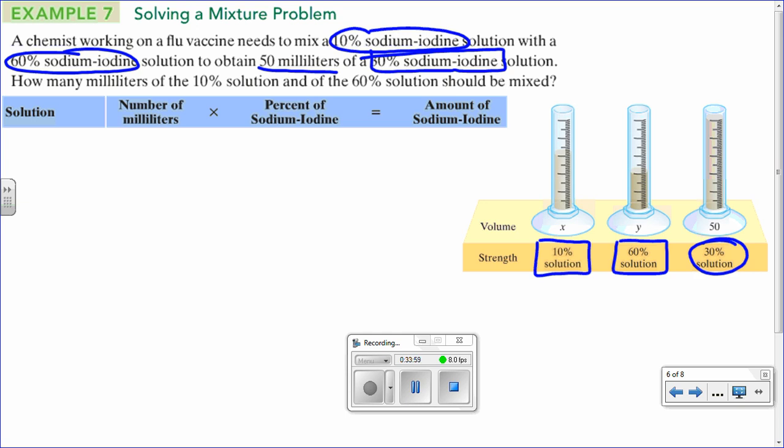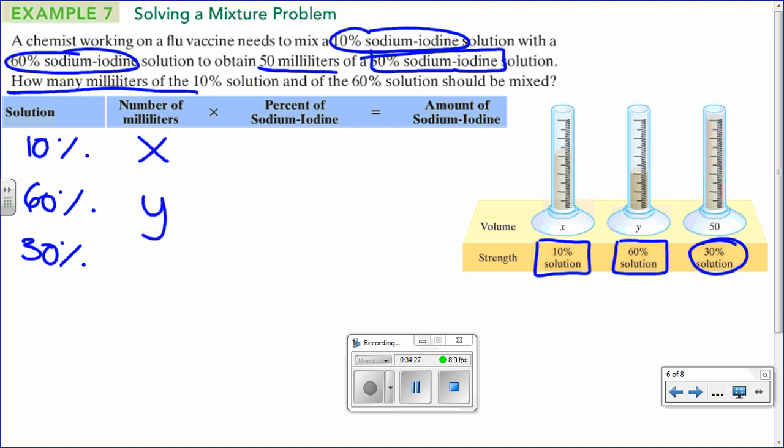So what we're going to do, this will be the solution with the 10%. This will be the solution with the 60%. And this will be the solution with the 30%. So here, our variables, if you look at the question, it says how many milliliters of each. So the variables are actually going to be X and Y representing the number of milliliters. Not the concentration, but the number of milliliters. And we know that the full one, we want it to be both of those, right? X plus Y.